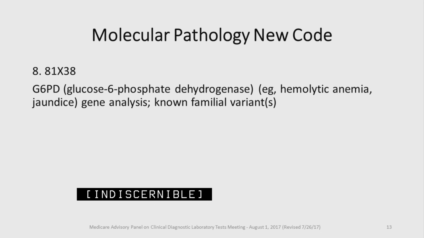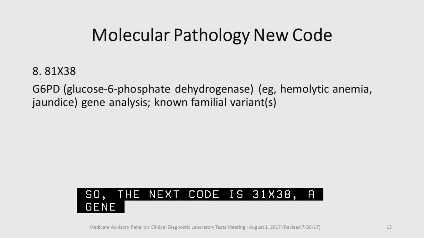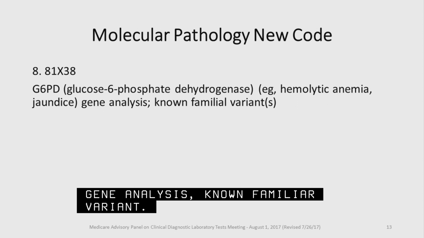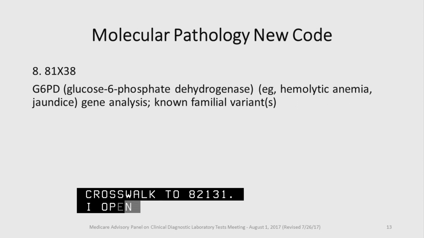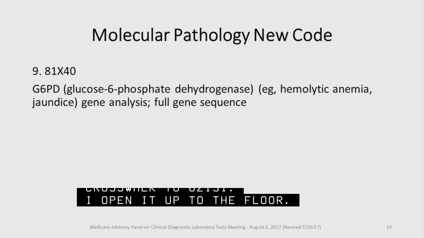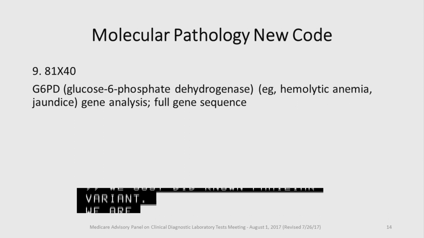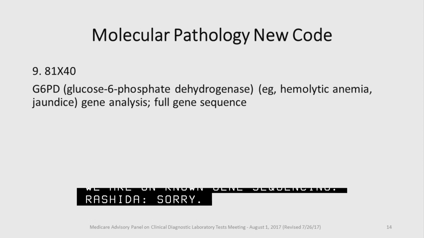Okay, so the next code is 81X38. It's a G6PD gene analysis, known familial variance. We have recommendations to crosswalk it to 81321. And I now open it up to the floor. We just did known familial variant. We're on full gene sequencing. Sorry. It's one too many codes.